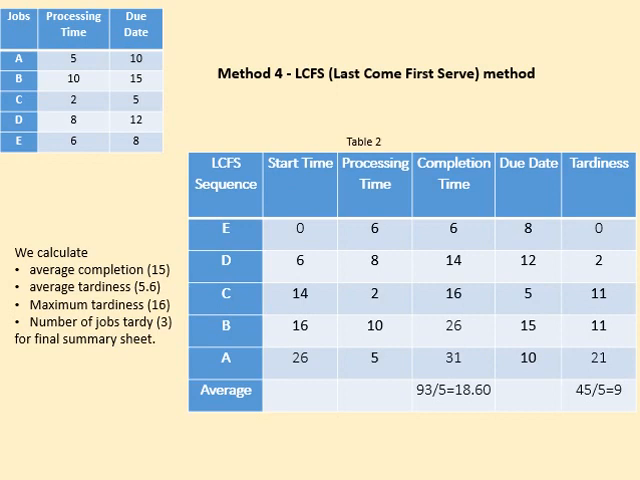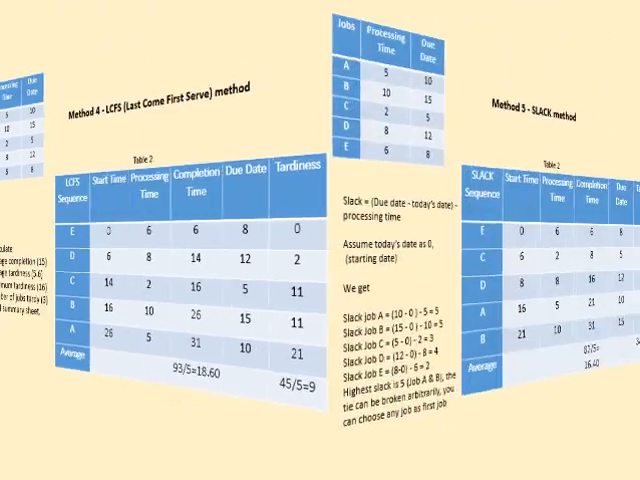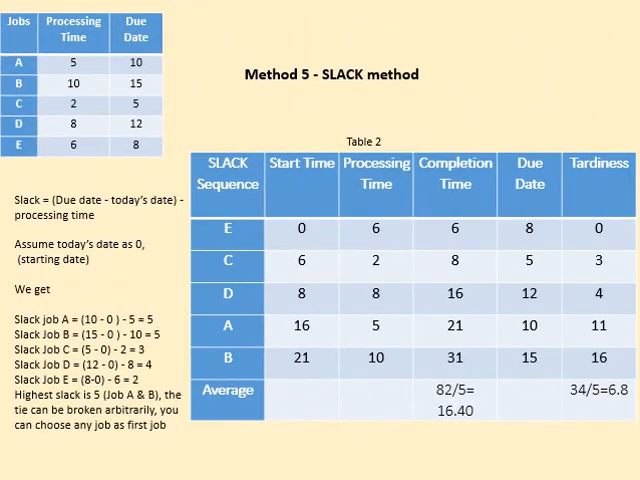The next method that we are going to look at is slack method. In this method we try to calculate the slack and sequence the job according to the increasing slack time, that is, from lowest slack time to highest slack time. Slack is calculated by finding the difference between due date and today's date, and then subtracting processing time from this difference. We assume that today's date is 0, and then calculate the slack time for each job.